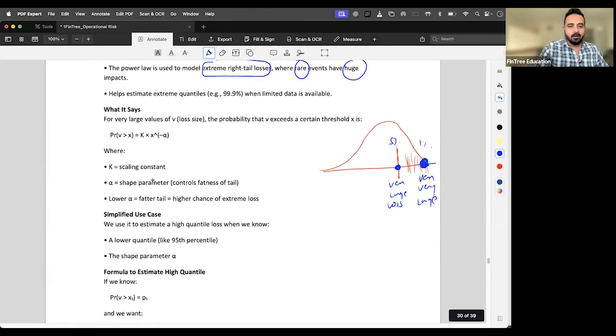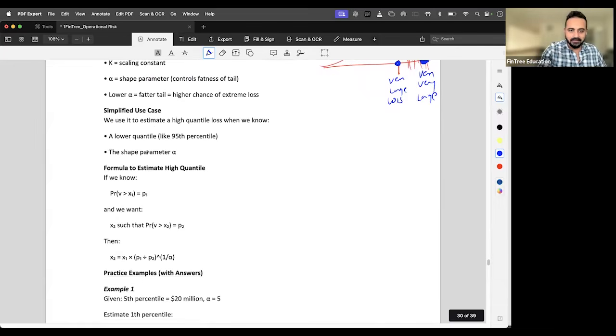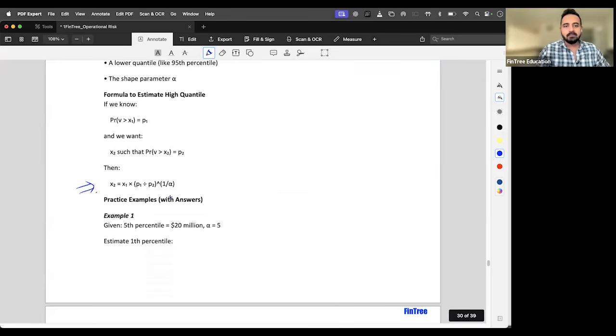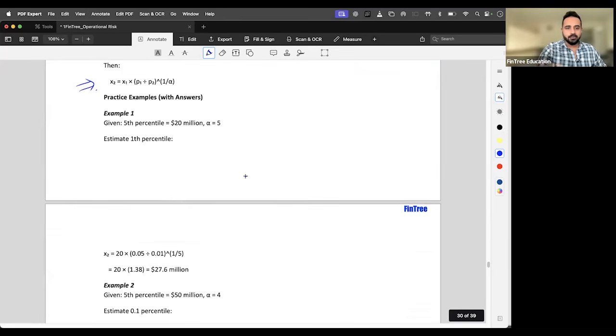Okay. Now, there are two formulas here. This is the first one. This is a general expression of how power law works. But this is the formula that is going to be very helpful for us. Which one? This one. Now, what is the job of a formula like this? So let me show you.